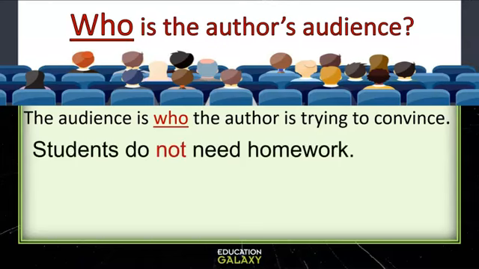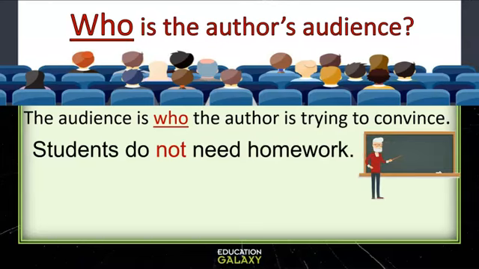Let's look at this sentence. Students do not need homework. Who would you try to convince to not give you homework? You guessed it, those teachers.